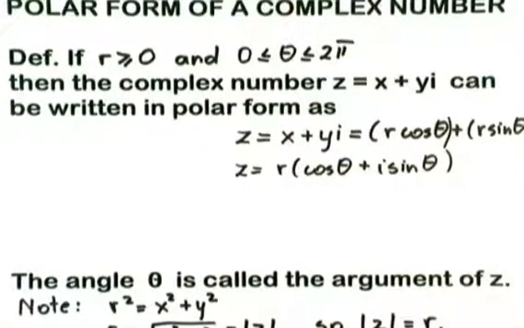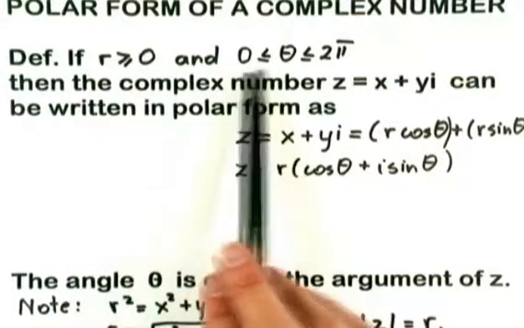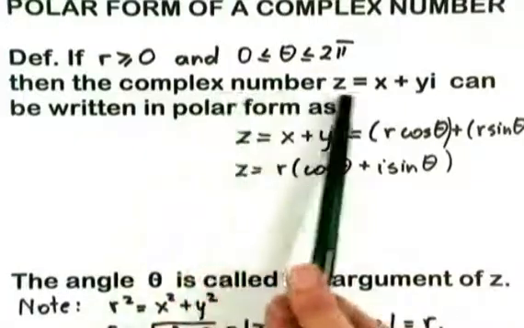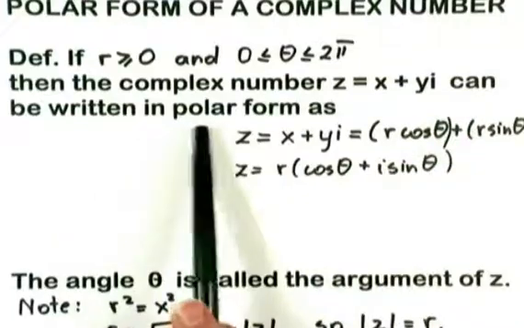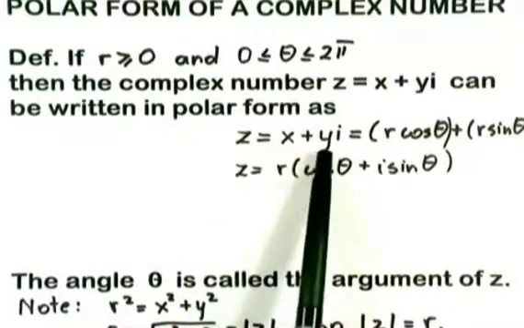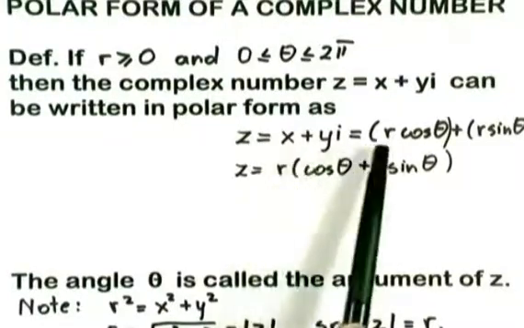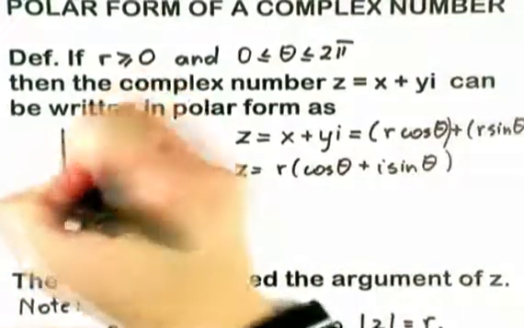Let's talk about the polar form of a complex number. So we have the definition that if r is a positive number and theta is between 0 and 2 pi, then the complex number z is equal to x plus yi can be written in polar form. We know the formula that x is nothing else but r cos theta. We can find this from the diagram.